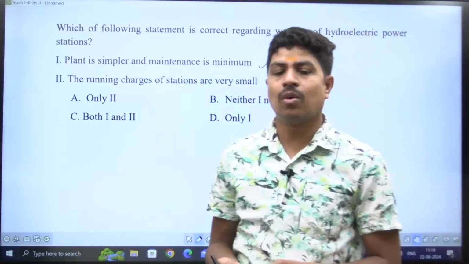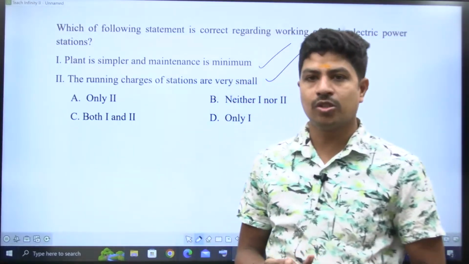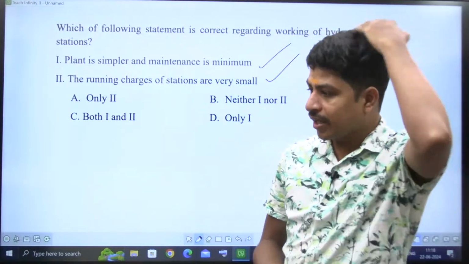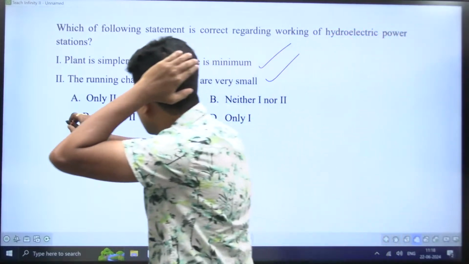Why? Water we are getting free of cost. Once you construct the dam, water we are getting free of cost. So here also both 1 and 2 are correct.